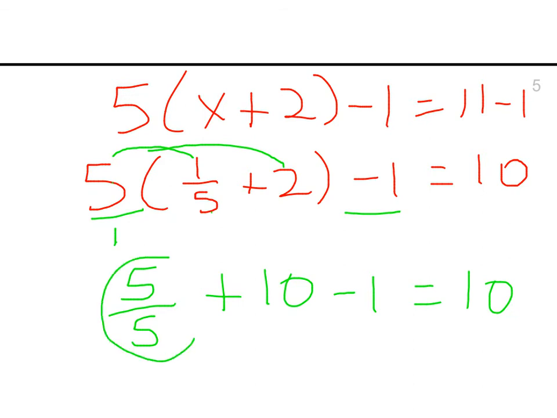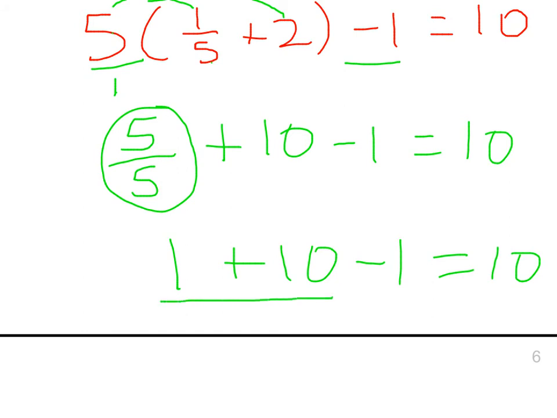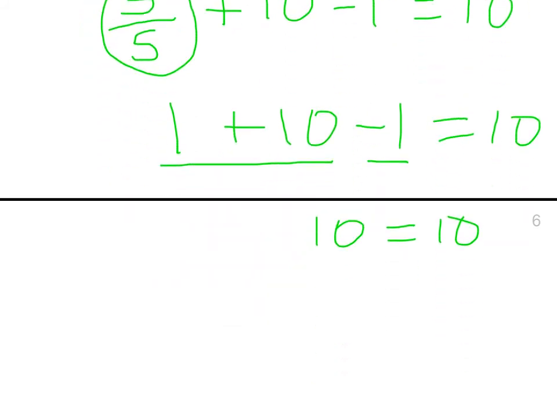So here, what's 5 divided by 5? Well, hopefully we know it's 1, so you're going to get 1 plus 10 minus 1 equals 10. So let's go ahead and do this. 1 plus 10 is 11. 11 minus 1 is 10. So we got 10 equals 10. Is that true? Well, I hope so. So, bam, good. It works out. So now we are finished. So there's our example using all those steps.